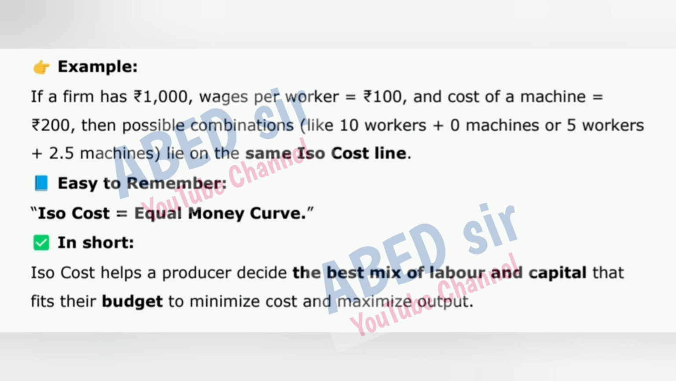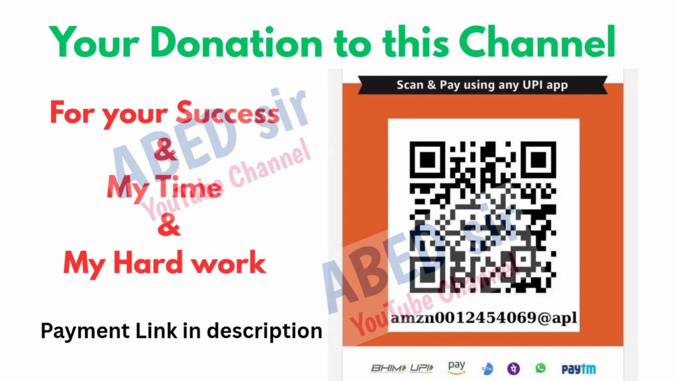In short, isocost helps a producer decide the best mix of labor and capital that fits their budget to minimize cost and maximize output. Next, Unit 4. Long questions.